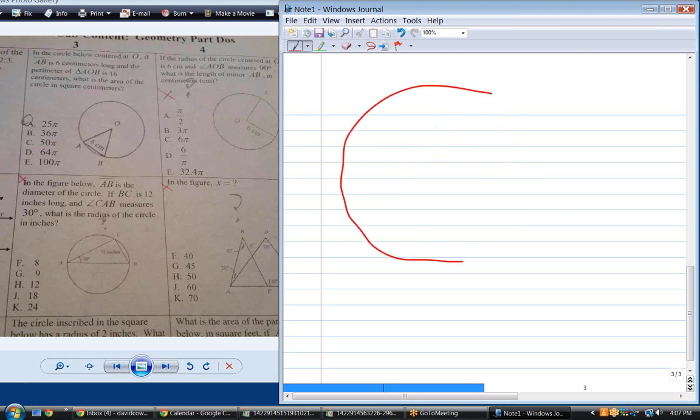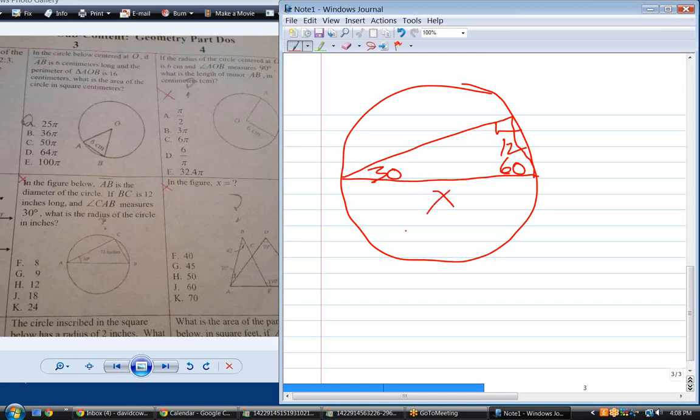Now let's look at the problem a little bit more. They said that this angle, I can't read that, does that say 30? Yes. Well, what kind of triangle is that then? 30, 60, 90. And what is 12 inches? If BC, this is 12 here. What's the radius of the circle in inches? So there's the diameter of the circle.